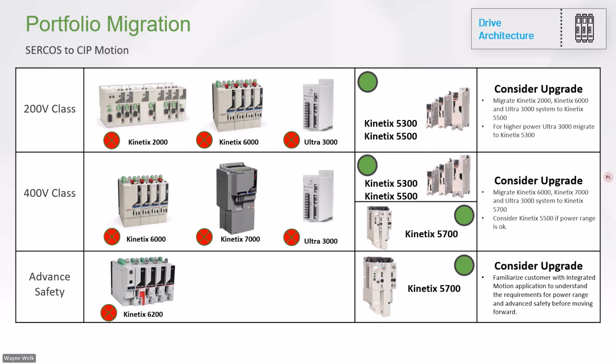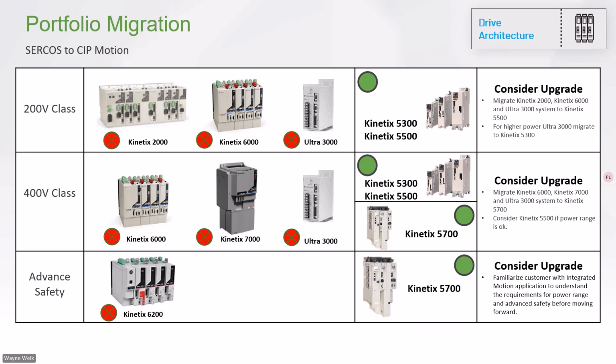For the 200 volt class SERCOS offering, the best migration path is going to be the Kinetix 5500. There are possible higher power drives in the Ultra 3000 line that the 5500 cannot replace. And for those drives, the Kinetix 5300 makes it possible to migrate all power ranges within the 200 volt class. And it's adaptable to 95% of all motors that are used within that class of drives.